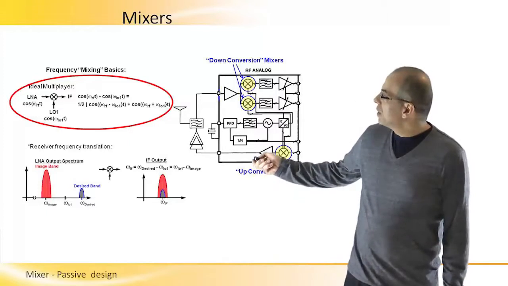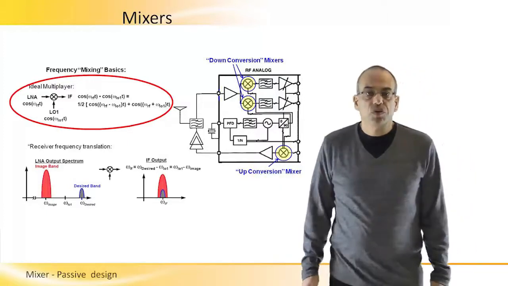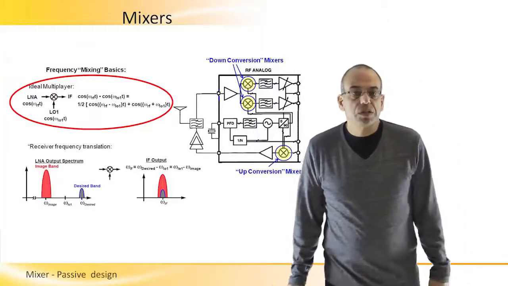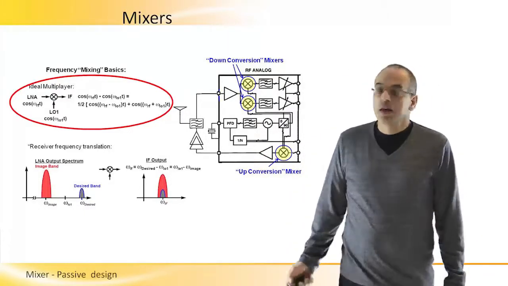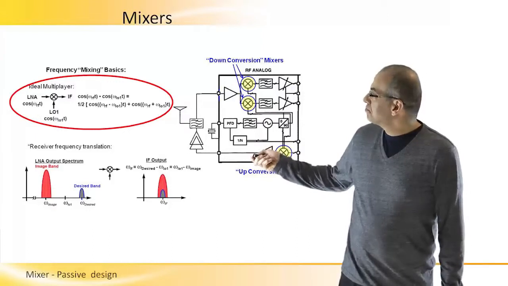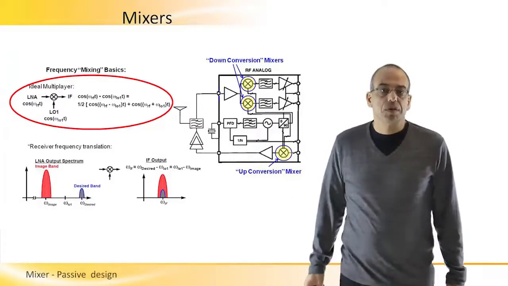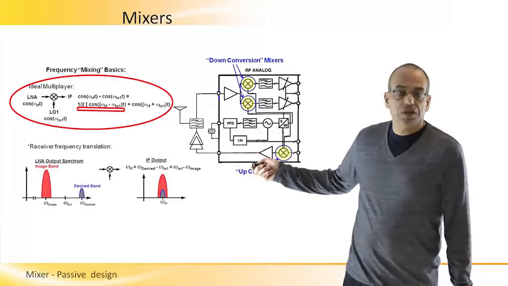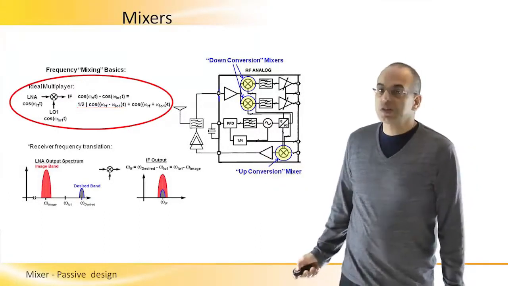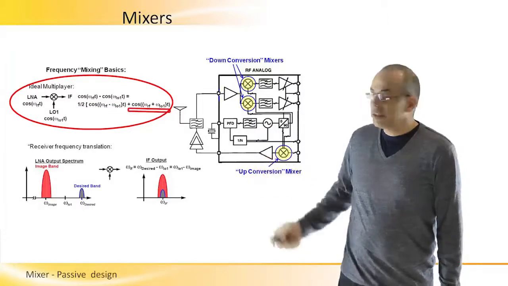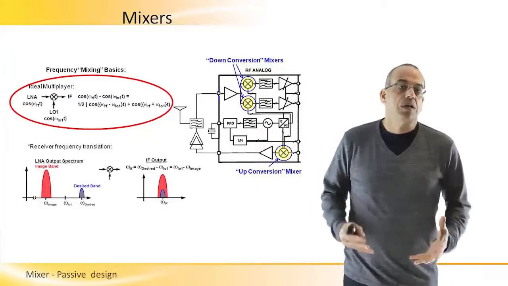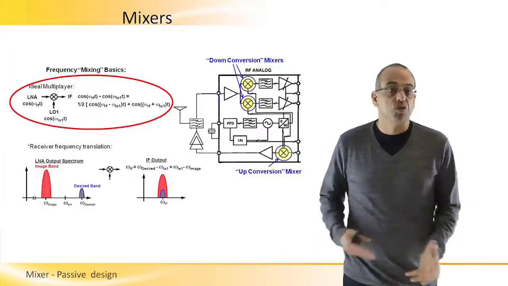So we have an RF frequency that is multiplied with an LO frequency, local oscillator frequency. And if we just do the simple multiplication, we will get two new frequencies. One will be the difference of these frequencies, and the other one will be the addition of these frequencies. And this is how we do up and down converting.